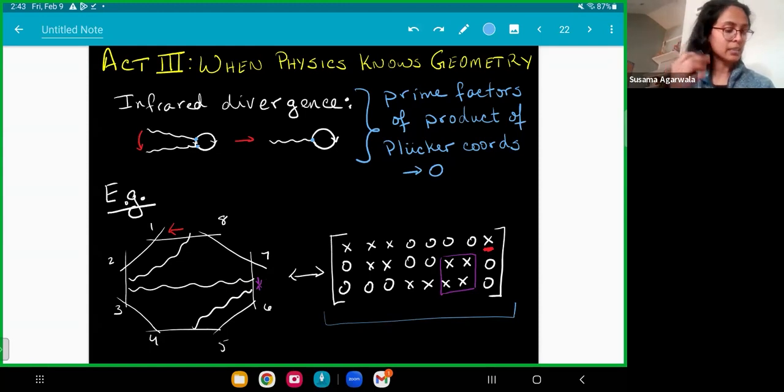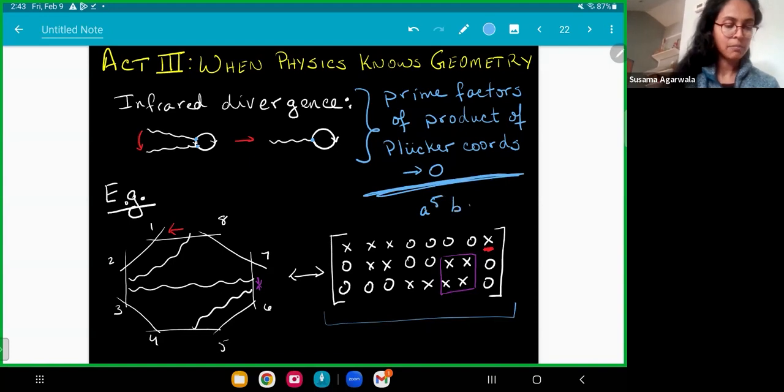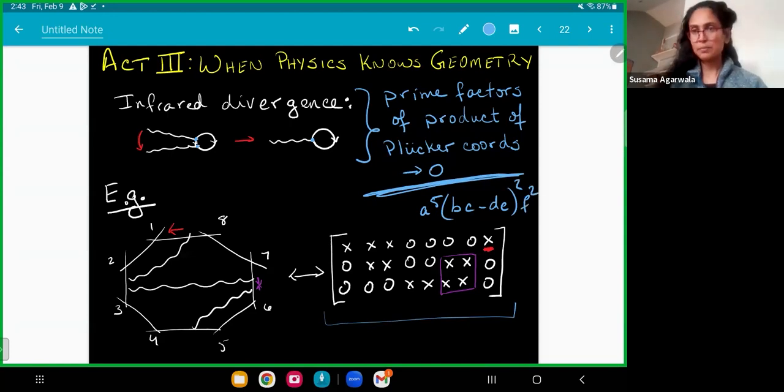So again, to me, it's really fascinating that the infrared divergences, handed to me from above, I know that infrared divergences are bad, that this is where the physics gets very, very strange. And they really correspond to understanding the behavior of the Feynman integrals at this very algebraic object, right? I have a polynomial, the prime factor of my coordinates, I'm just going to make something up, is going to look like something like a to the fifth bc minus de squared f squared, right?